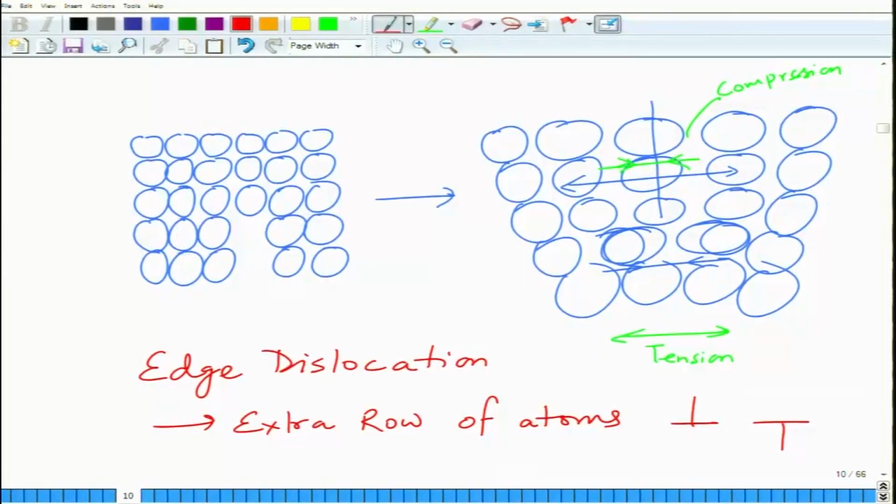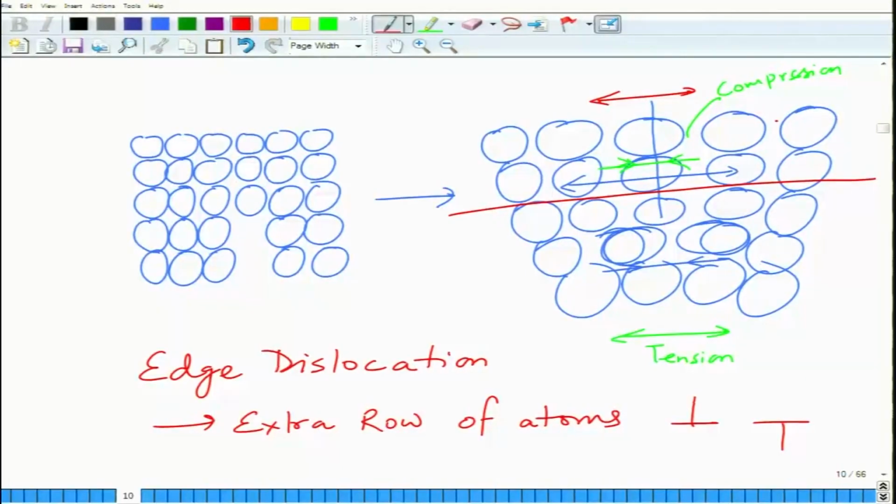Now, this edge dislocation moves as a function of stress in the material. So, when you apply stress, the dislocation can move in this or this direction. Okay. The way it happens is that this is the plane on which it moves.